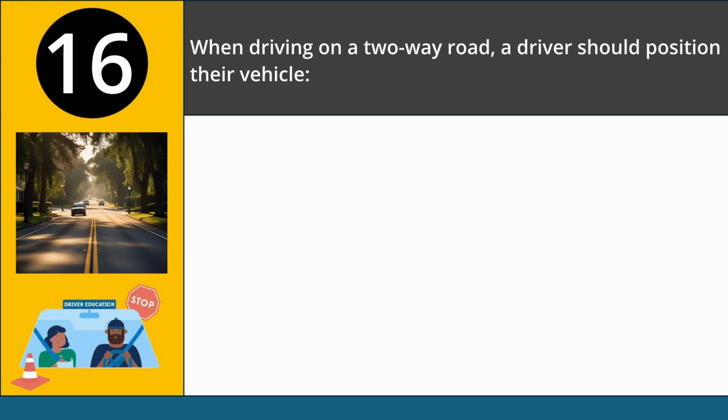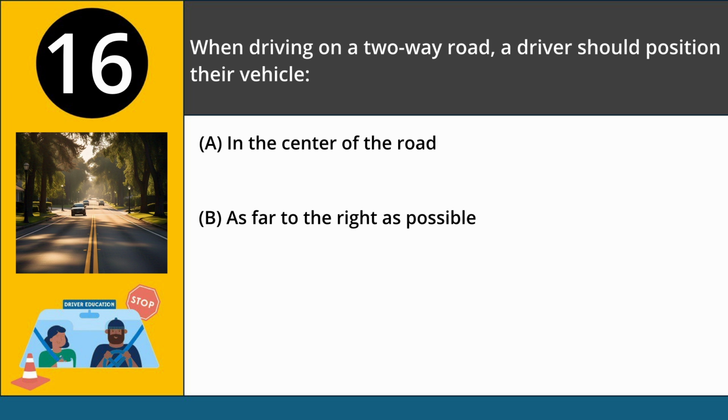When driving on a two-way road, a driver should position their vehicle: A. In the center of the road. B. As far to the right as possible. C. As close to the left side as possible. D.